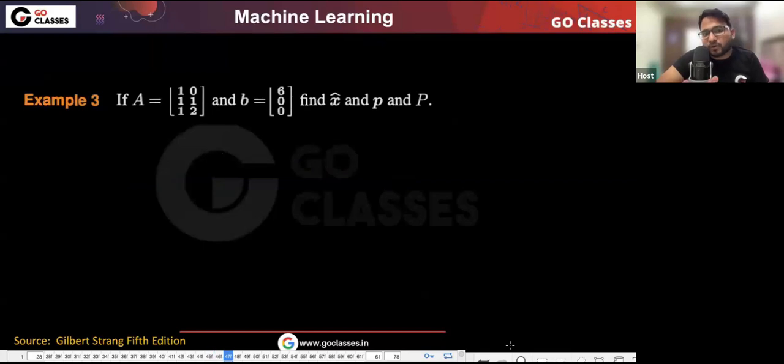So just for a quick question, suppose this A and B are given. Can you find out all of these three things? x cap, small p, and capital P.